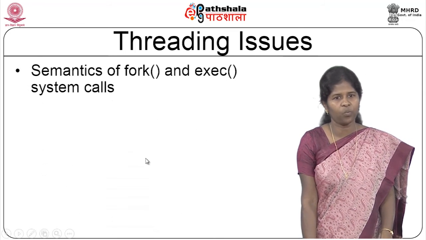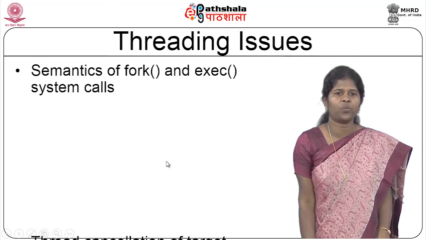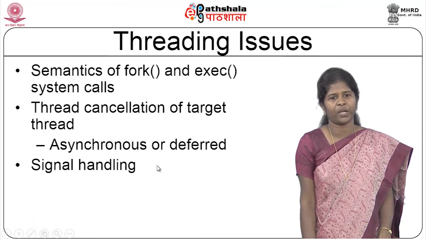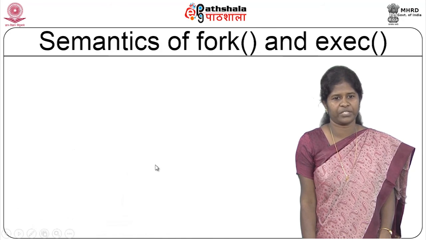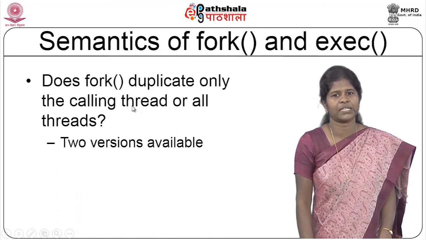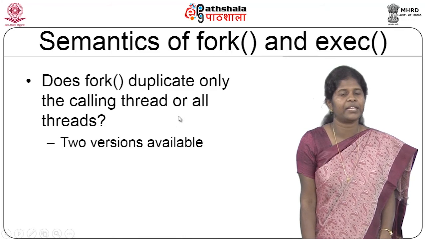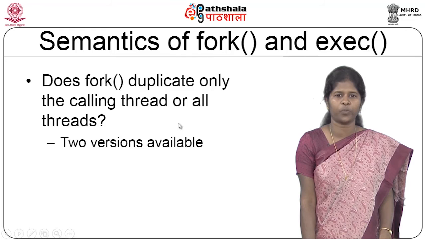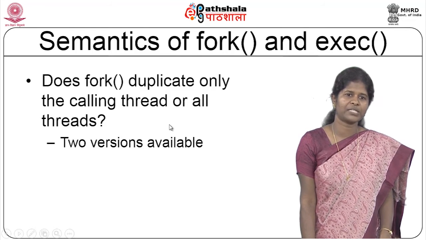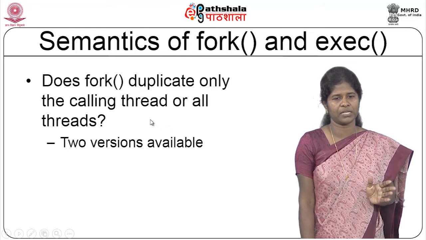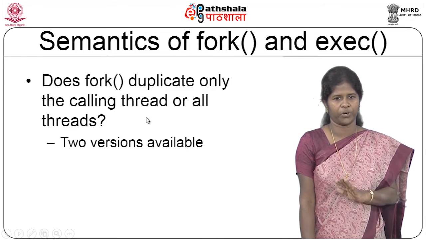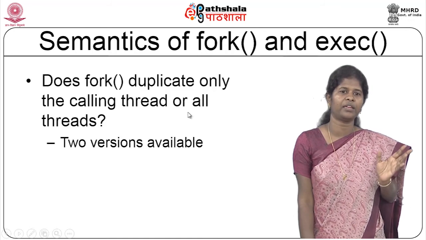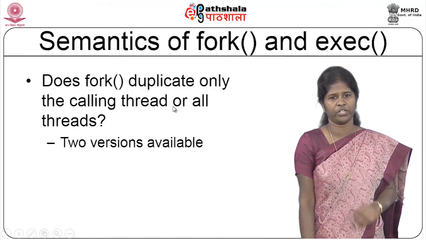Now, having seen what threads are, we will also see the different issues that can come up in threading. We will see each of these issues one after the other. First is having fork and exec in a threaded environment. We all know that fork is used for creating a new process, and when a new process is created, the old process is copied to the new process, an exactly similar copy.